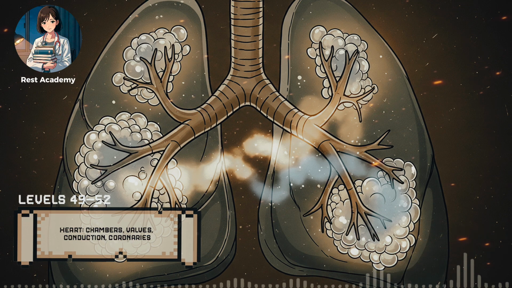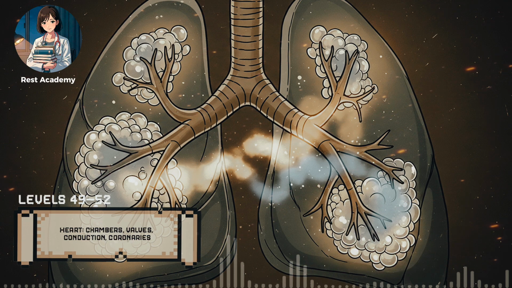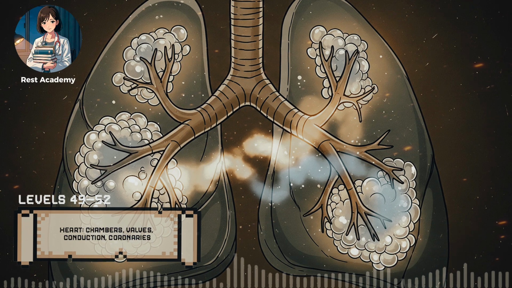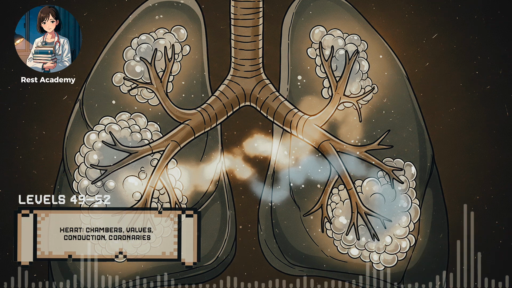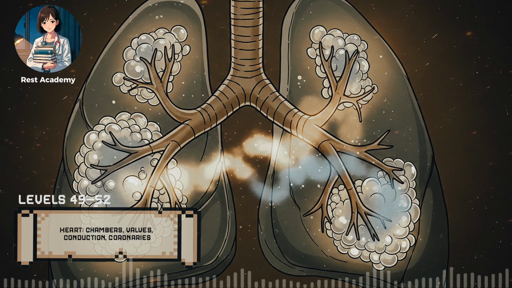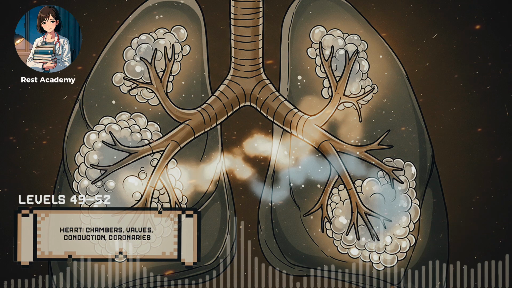Valve opening and closure are passive, driven by pressure gradients. During ventricular contraction (systole), rising pressure closes the AV valves and opens the semilunar valves. During relaxation (diastole), pressure drops, closing the semilunar valves and allowing the AV valves to reopen.